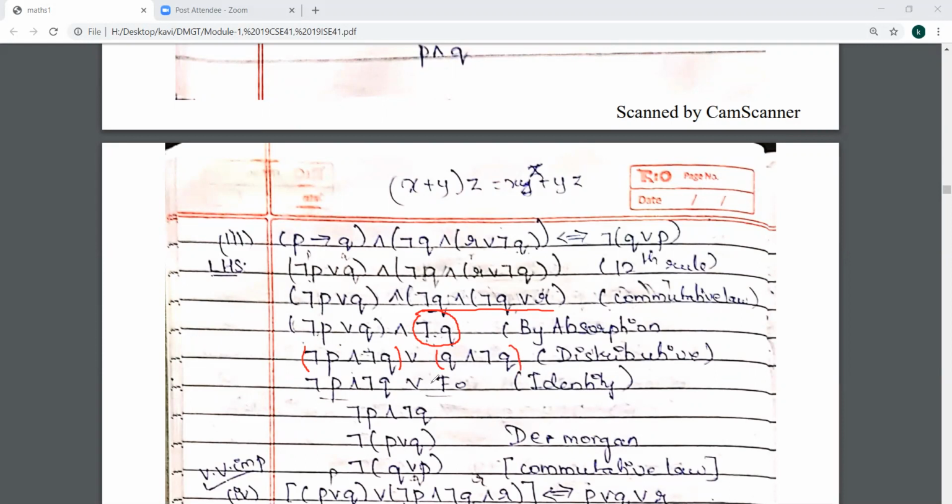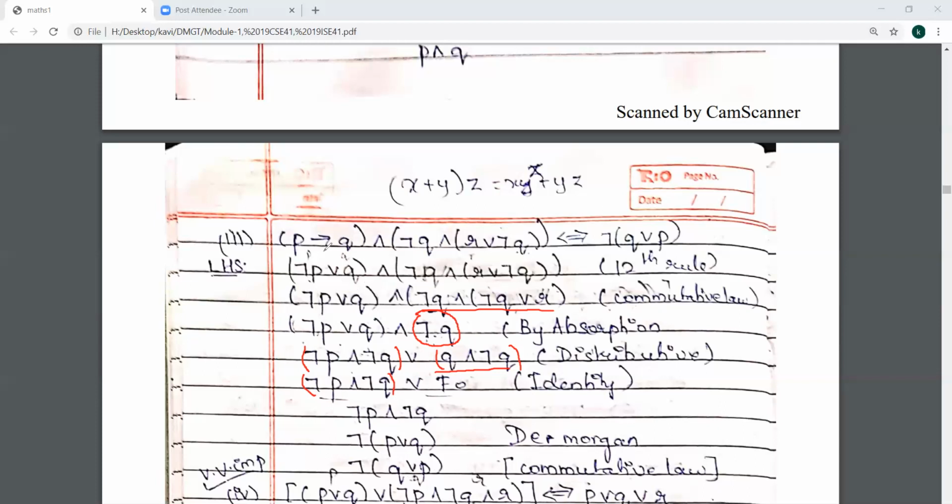Next step, I am going to use identity law. By identity law, this term Q and negation Q will become F naught. This is by identity law. So after that, this negation P and negation Q will come as it is. This is F naught. Then by De Morgan's law, you can write negation P and negation Q will become negation of P or Q. This is by De Morgan's law. Then again this P or Q, I can write it as Q or P by commutative law. So I have proved the right side.